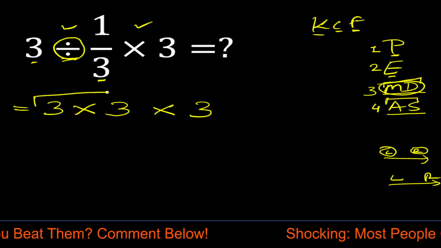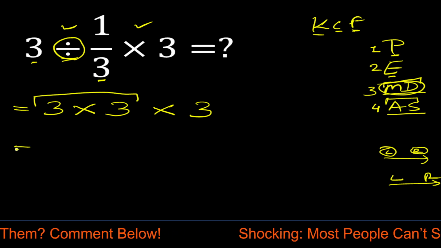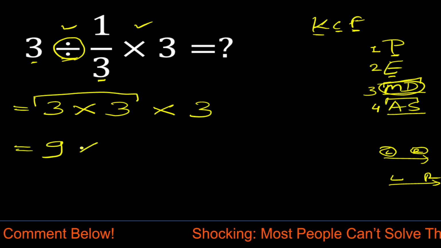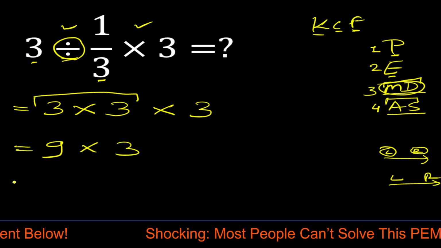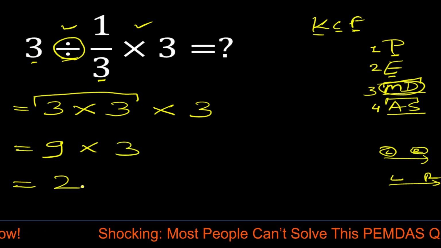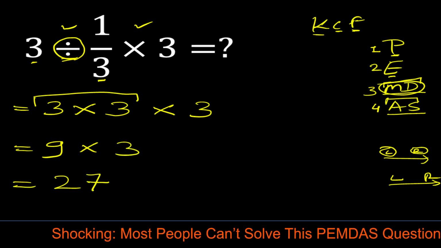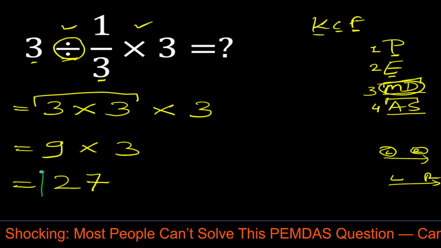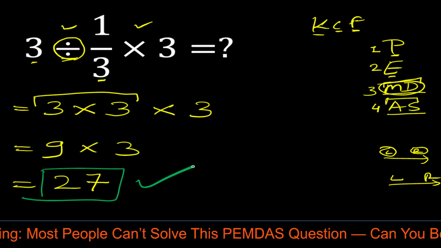So now 3 times 3 is equal to 9 times 3. So 9 times 3 is equal to 27. So the correct answer is 27.